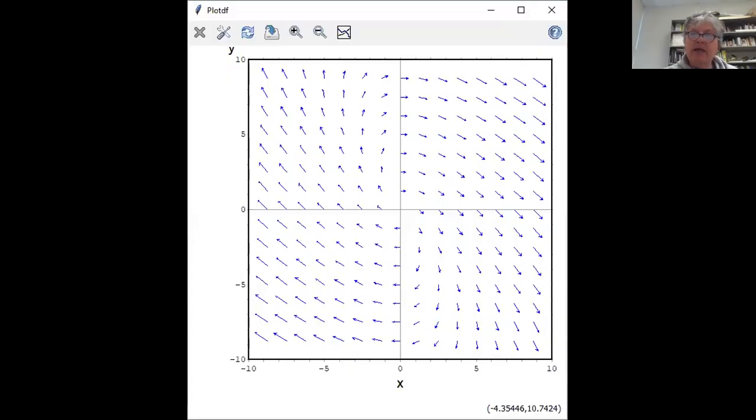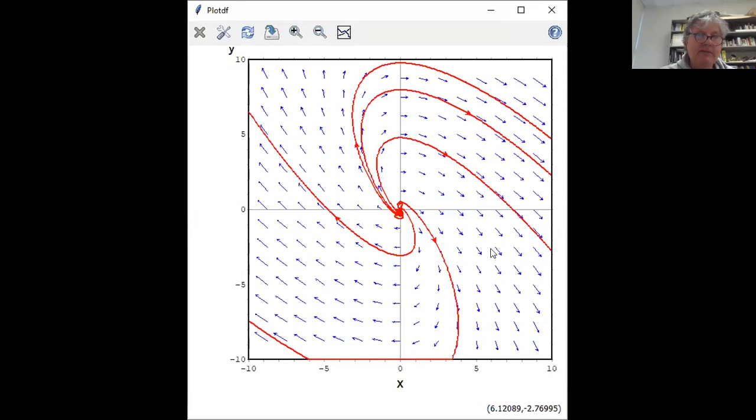Okay, and here is what the phase plane looks like, and I do the same trick. I look at some solutions, and it's spiraling out from the origin, and it indeed looks like it's spiraling clockwise. Fantastic.